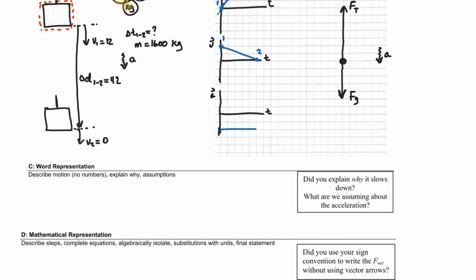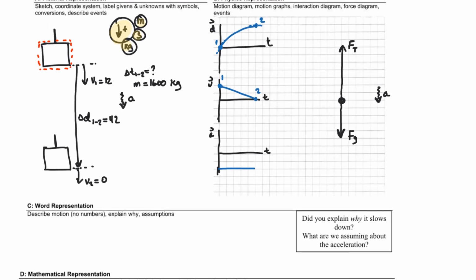For word representation, so describe the motion with no numbers and explain why, and any assumptions. So I'll just explain the motion really quickly. It starts at position 0, it moves in the downward direction. Its velocity starts at a high speed and it slows down to 0 at the very end, and its acceleration is constant throughout.